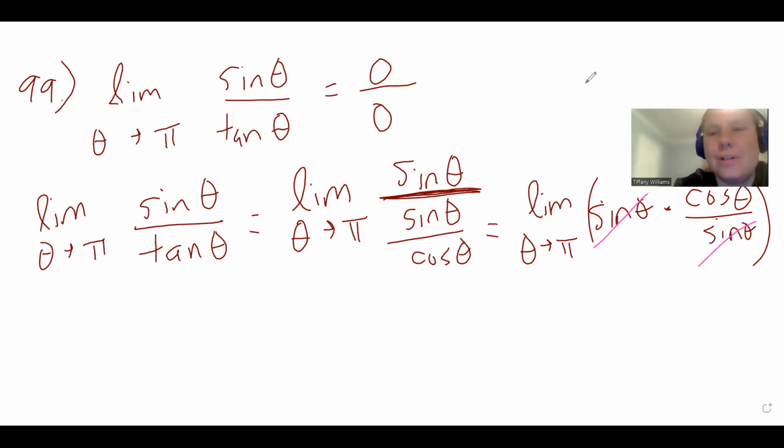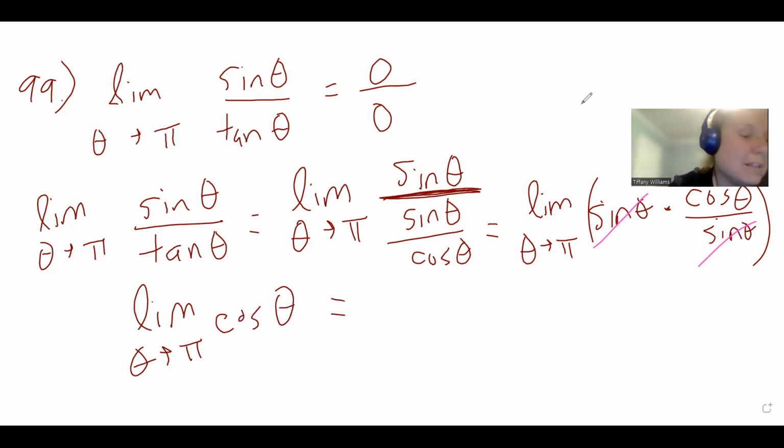So now I have the limit as theta approaches pi of the cosine of theta, which actually turns out to not be 0. The cosine of pi, because I can do my direct substitution now, is -1. Cool. All right, so there's those particular problems.